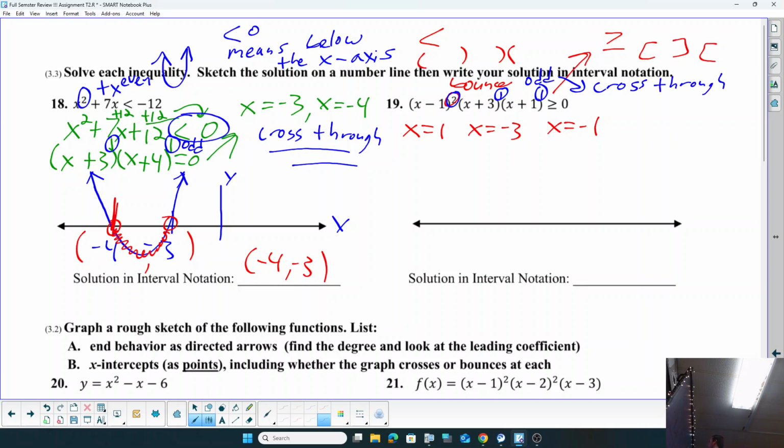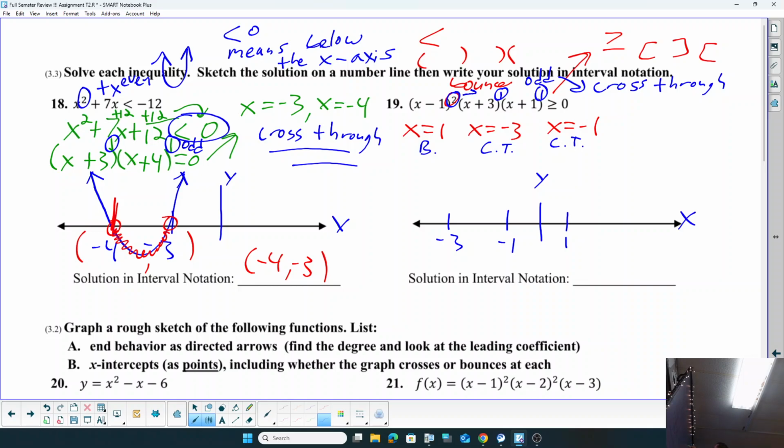So that means that x equals 1 is going to be a bounce, and then a cross through for those ones. So then we draw a y-axis as well as an x-axis, at +1 and -1 and -3. And then our end behavior, we look at the powers and we add those powers. So 2, 1, and 1 is going to be a 4. So we add the powers there, we get to the 4th power.